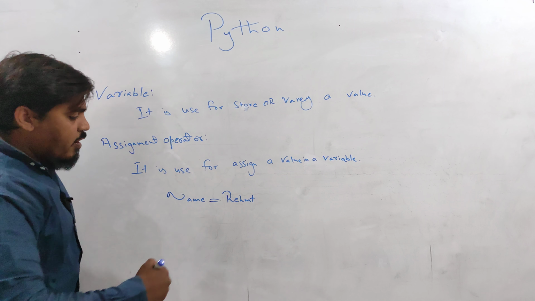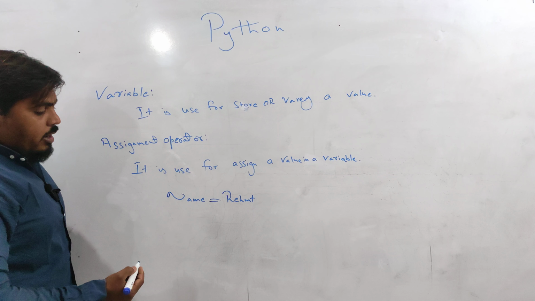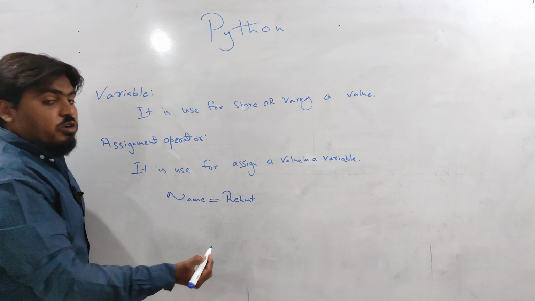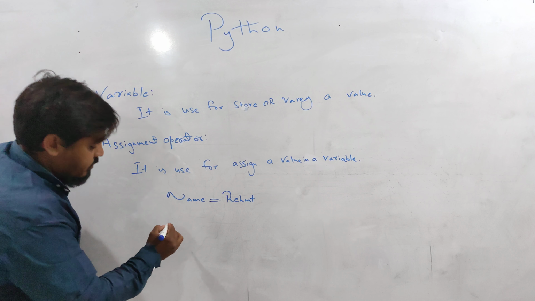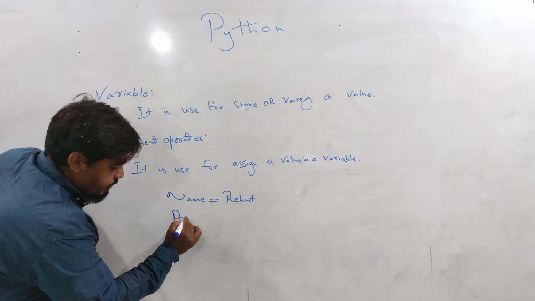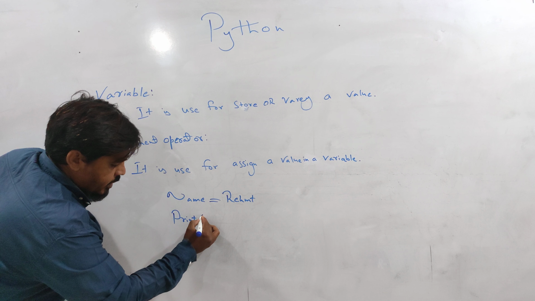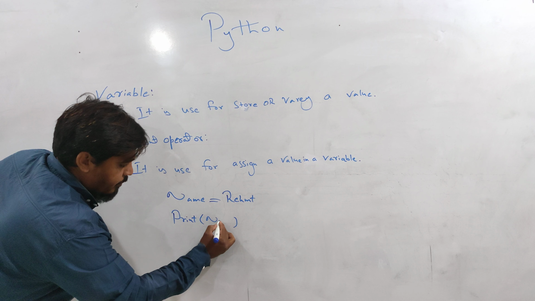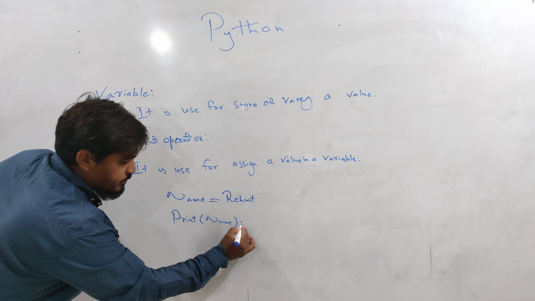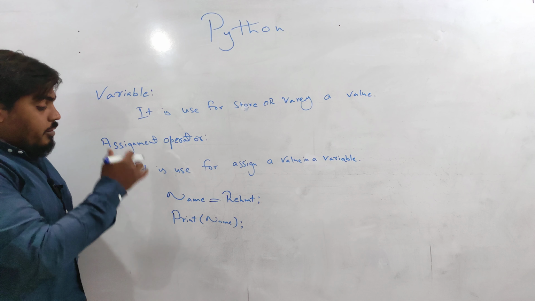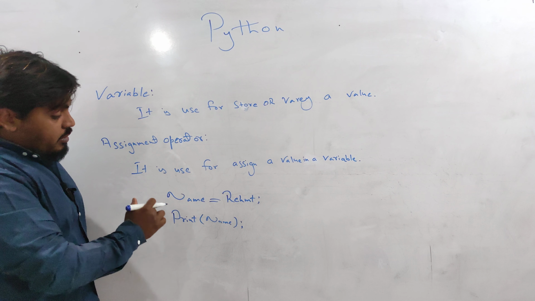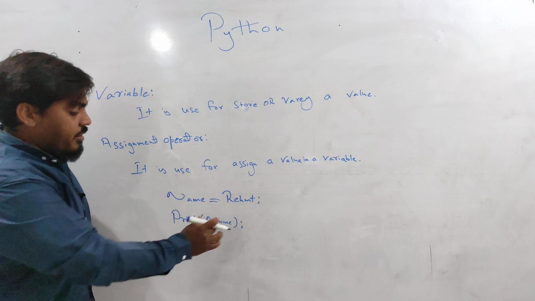In the Python programming language, we can call a value assigned to a variable. Whenever we call a variable, we get the value which we stored in the name variable, just like this. Print, and we call name. The output of this variable is Rahmat.